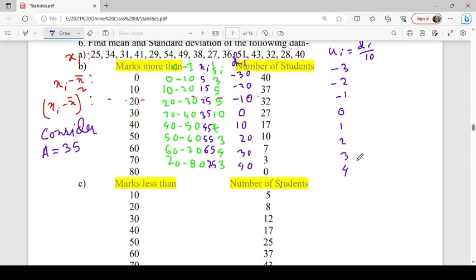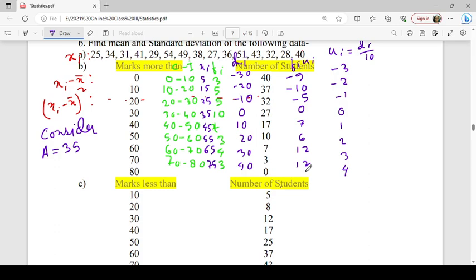Then our formula is fi ui. So fi ui: 3 into minus 3 is minus 9. Then 5 into minus 2, it is minus 10. Then 5 into minus 1, it is minus 5. 10 into 0, it is 0. 7 into 1, it is 7. 3 into 2, it is 6. 4 into 3 it is 12, 3 into 4 it is 12.